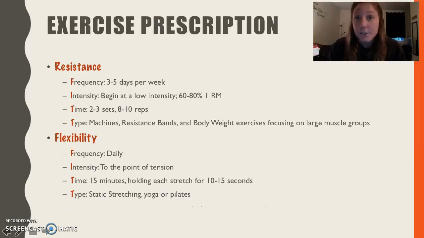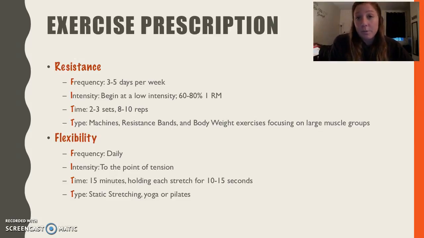For resistance training, he should do that 3 to 5 days per week. Begin at a low intensity, 60 to 80% of his 1 RM. 2 to 3 sets, 8 to 10 reps. I would like him to try to cycle in about 8 to 10 exercises. It could be a little difficult. Like I said, his rest periods would have to be strong, and he would always have to tell us how his joints are feeling. Types of exercise he could do: machine work.